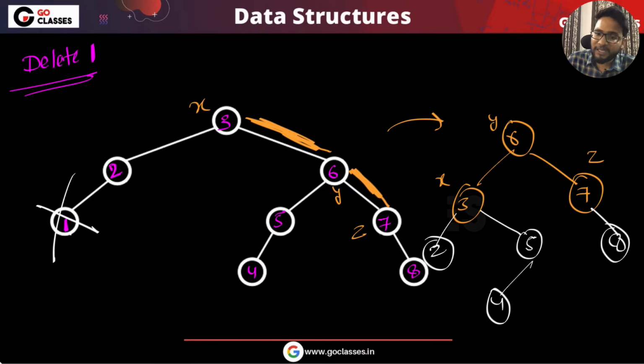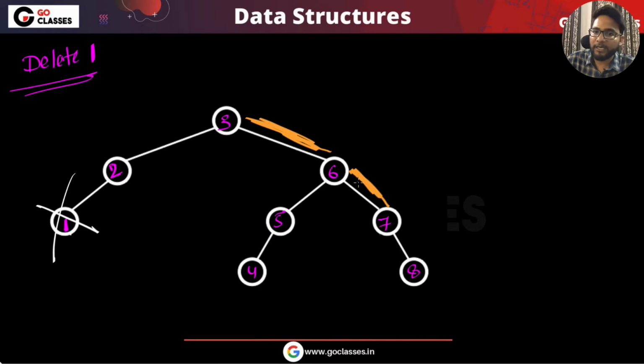Now let's see a case. What if by mistake? See here I am getting a tie, right? See, if I'm at 6, I'm getting a tie because 5 is having the similar height just like 7.